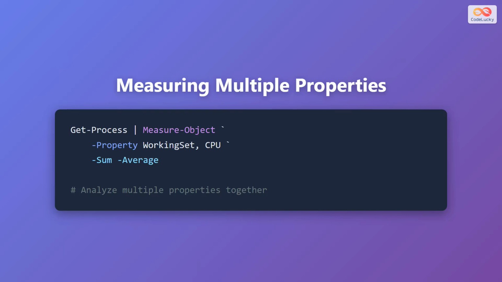Measure-Object can analyze multiple properties simultaneously. By separating property names with commas, you can measure different aspects of your objects at the same time. For example, you might want to analyze both working set and CPU properties of processes together. This is done by specifying -Property followed by WorkingSet, CPU, and then adding your desired statistical parameters. This approach saves time and gives you a comprehensive view of multiple data points in one operation.